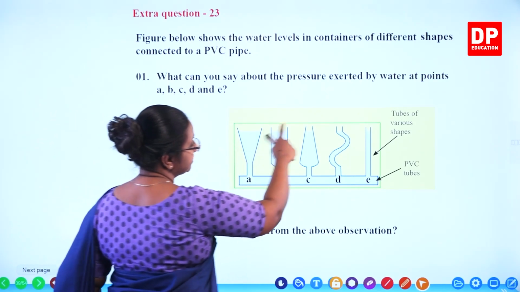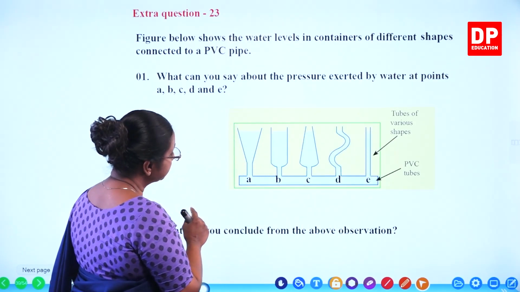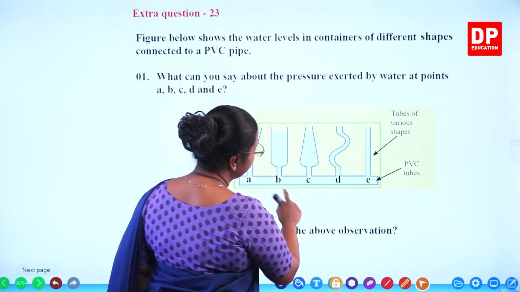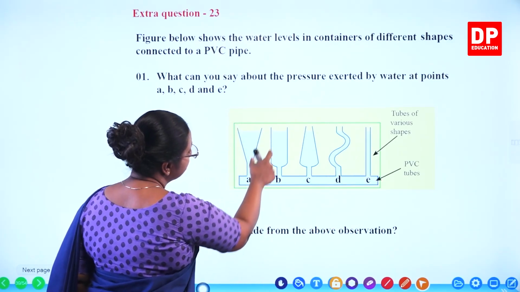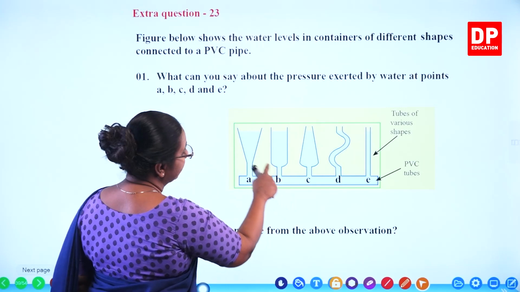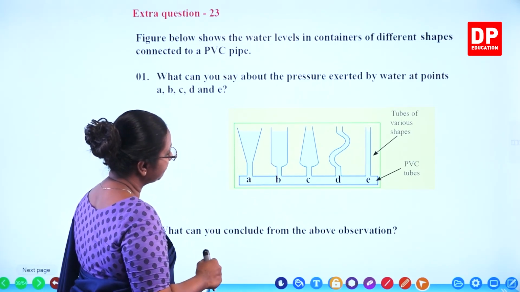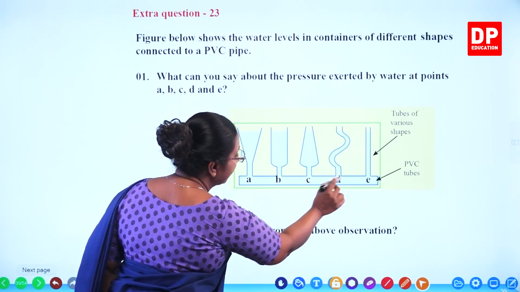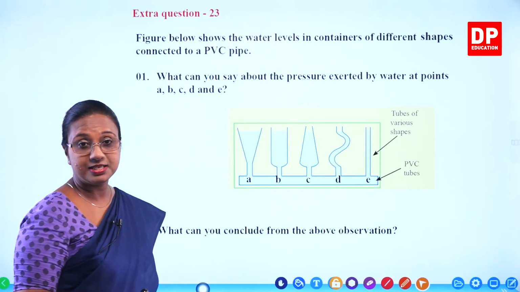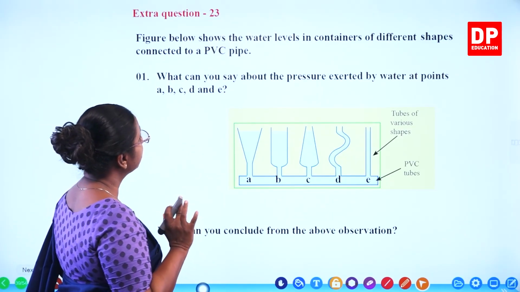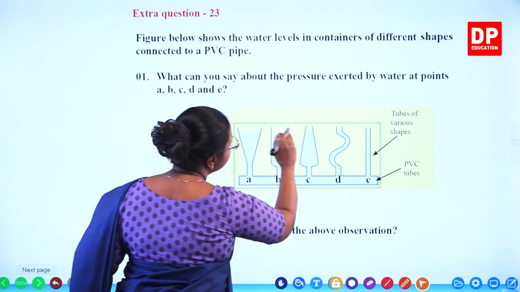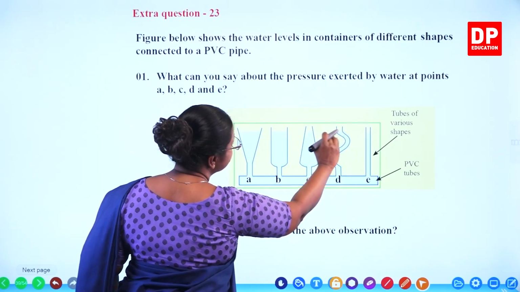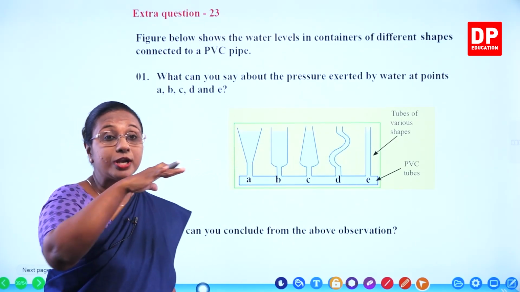So here you can see the setup, students. There is a PVC pipe here, a PVC tube. Different shapes are connected, tubes of various shapes or containers of various shapes. But all of them are connected to the PVC tube. So here what do you see? All the containers have the same water level.